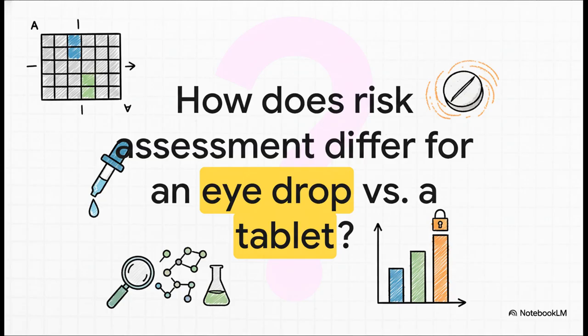Think about that risk matrix we saw earlier. How would your entire E&L strategy, your studies, your thresholds, your controls, be completely different for an eye drop that someone uses every single day for decades compared to a simple tablet they take just one time? If you can walk through that comparison and explain the why behind each decision, then you've truly mastered the risk-based thinking at the heart of ICH Q3E.